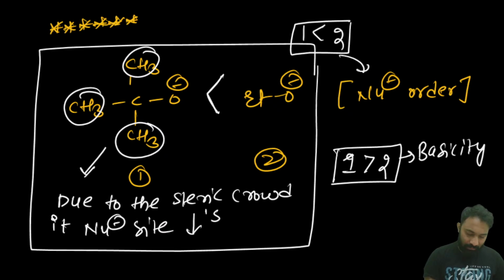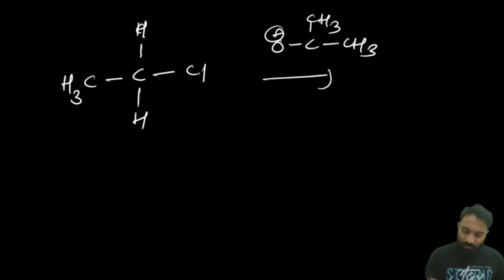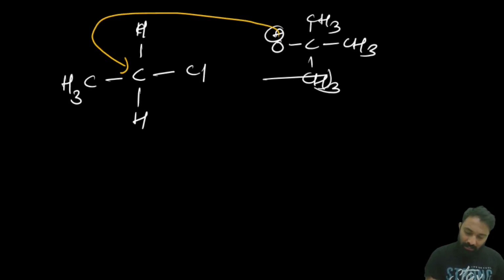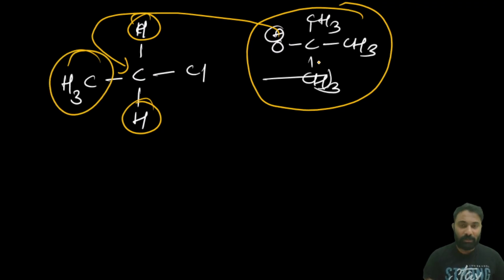See, in this case, if suppose here this one carbon is there, let's suppose here an H, here an H, and here a CH3, let us assume here it is a Cl. If suppose this O minus as the nucleophile wants to go and attack here, then what will happen? Here it will get repulsion, right? Due to this total steric crowd, it will get repelled. Here the hydrogens are there, here the methyls are there. Due to that repulsion, its nucleophilicity will be decreased.